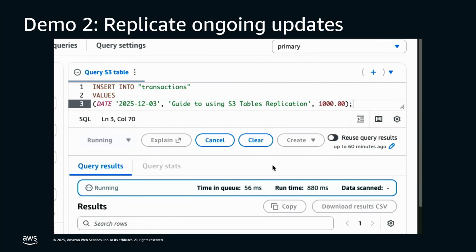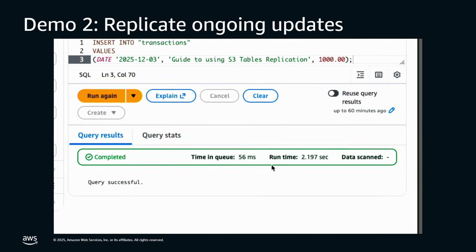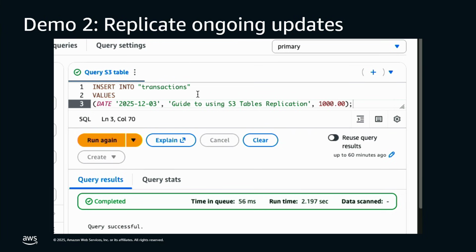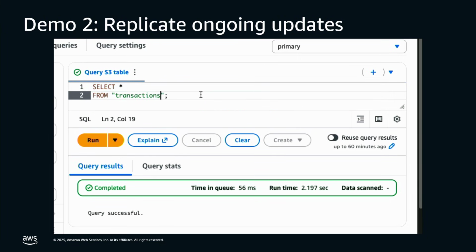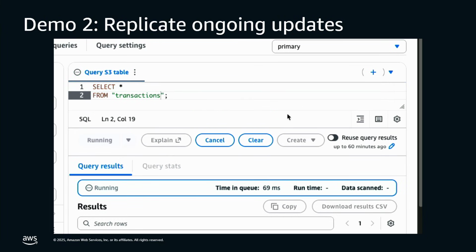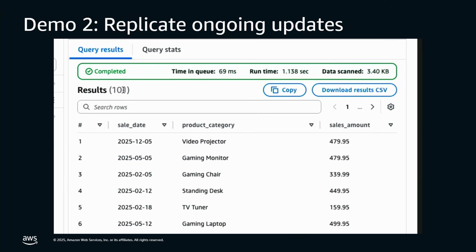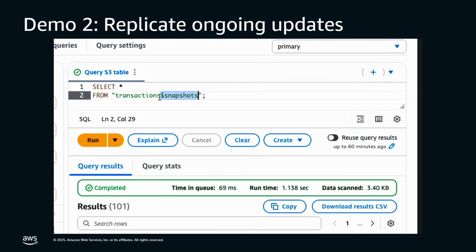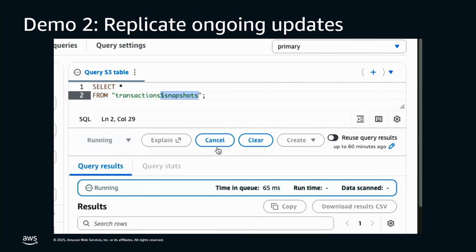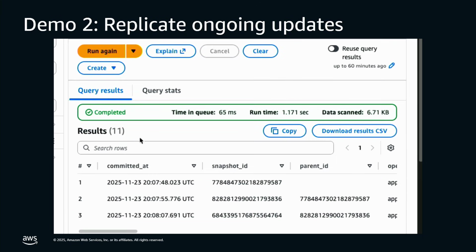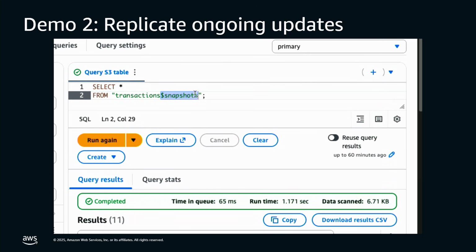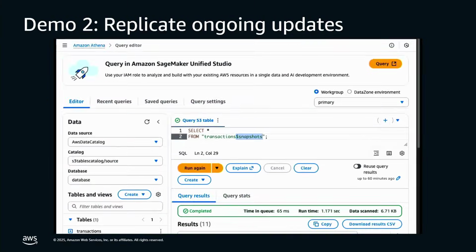We have already set up replication. It's active, which means that any new record, any new snapshot will be automatically replicated. Let's see how many transactions we have after inserting this one. One more, 101. And how many snapshots? 11. So we have one new snapshot, one new transaction, one new record in the table transactions.